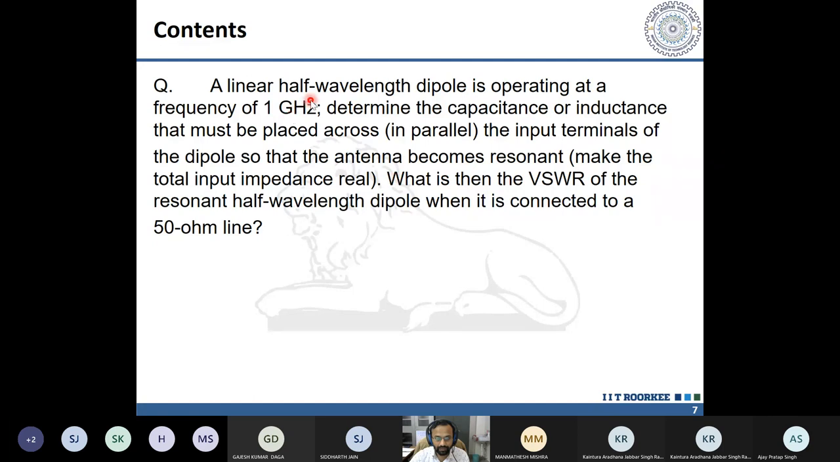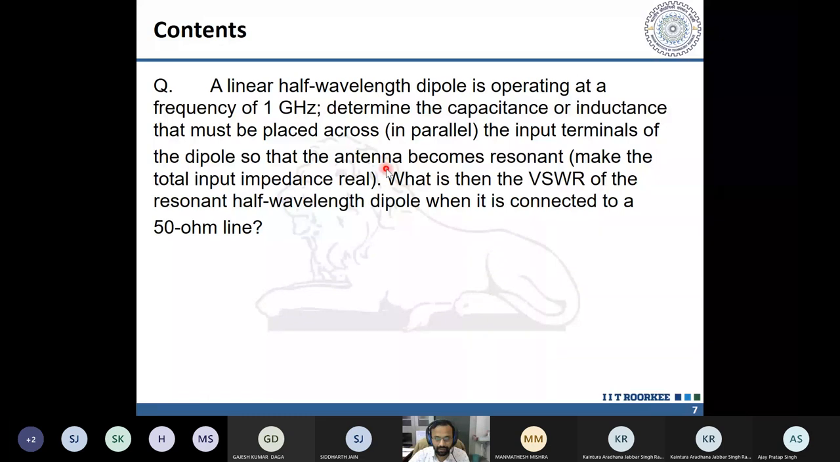We have seen, even in the simulation and in the analytical method, that the half wavelength dipole is not going to resonate. The input impedance is 73 ohm plus j42 ohm or so, and in the actual simulation, it deviates even further. So we are supposed to make it resonate at 1 gigahertz, where it is not resonating.